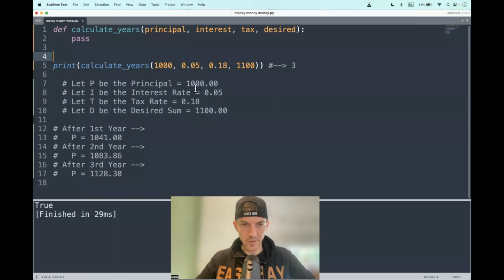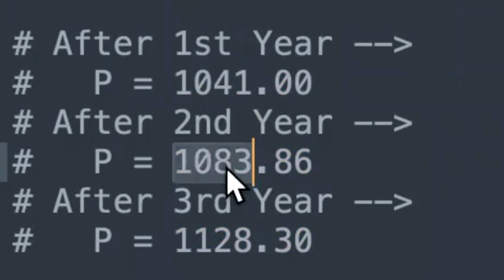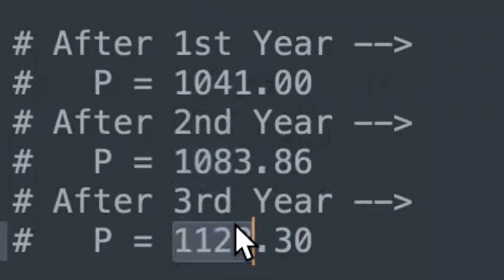Let's test out the following example. We have a principal of 1,000 euros, an interest rate of 5%, but we have to pay a tax rate of 18% over the accrued interest, and then the desired sum of 1,100, and that should take 3 years. After the first year, we should have an amount of 1,041. The second year, we should already have 1,083. And the third year, we finally surpassed the desired amount of 1,100. So we should return 3.